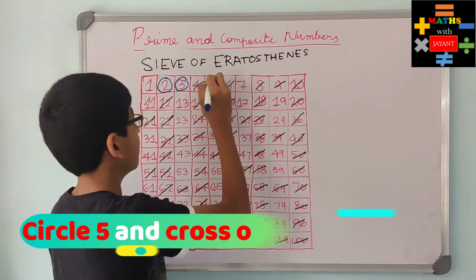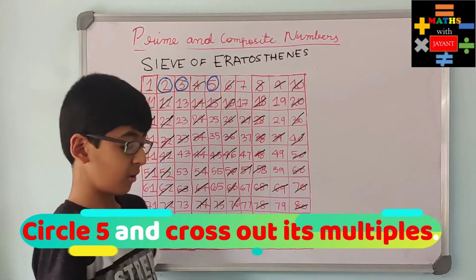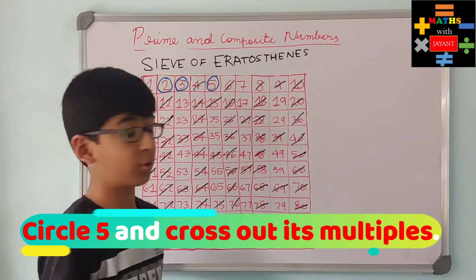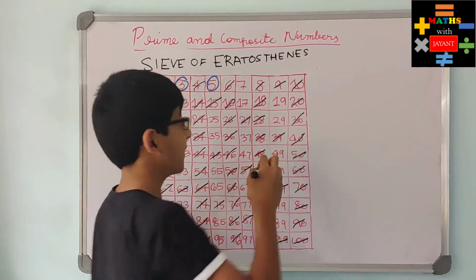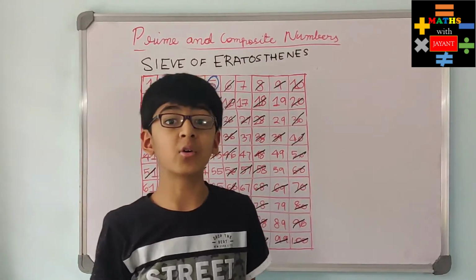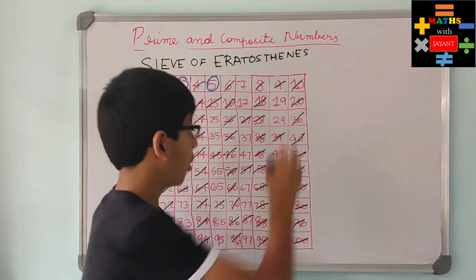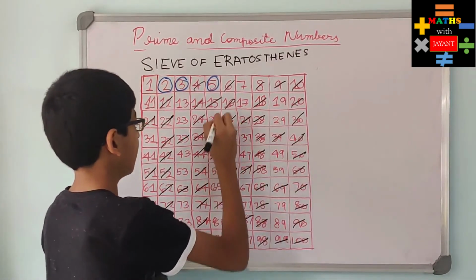Now circle 5 and cross out the multiples of 5, like the leftover ones. We know that the pattern of the table of 5 goes 5, 0, 5, 0, 5, 0. All the zeros are crossed, so just cross all the 5s.